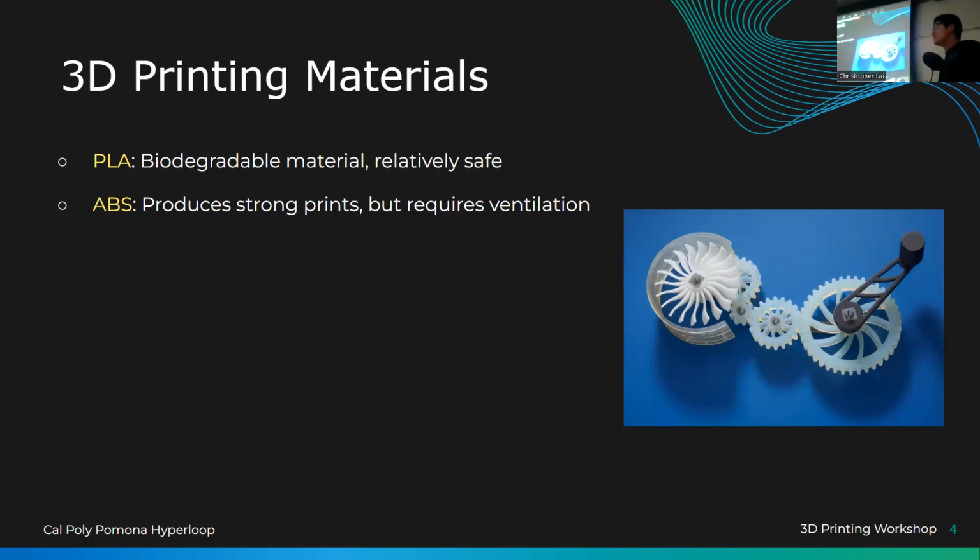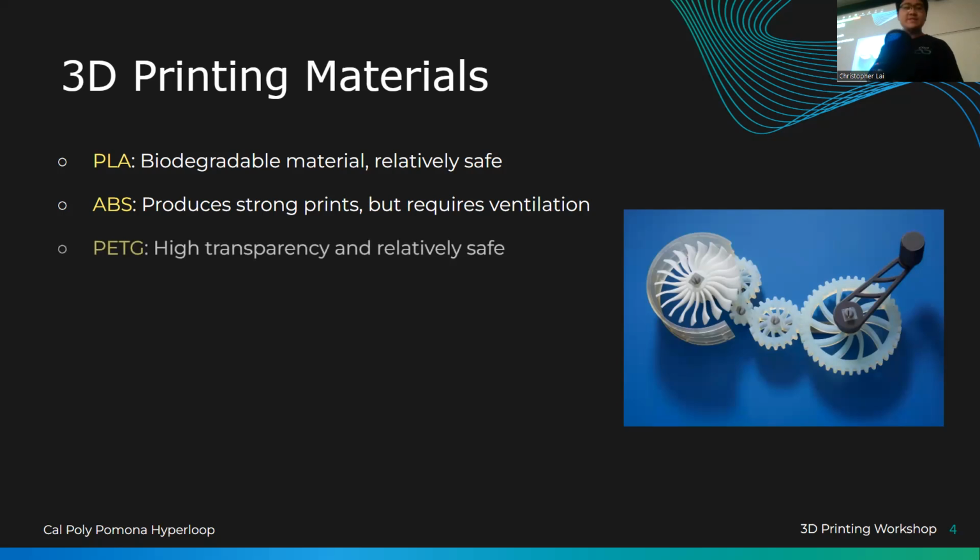But the benefit of using ABS is that it's structurally a lot stronger than PLA. So if you want strength in your prints, maybe if you're doing something like this, where you have a lot of gears intertwined with each other and you want them to last a long time, you would use ABS instead of PLA. But again, printing with ABS is a little bit dangerous and you do need an enclosure. That's the takeaway you should get from this.